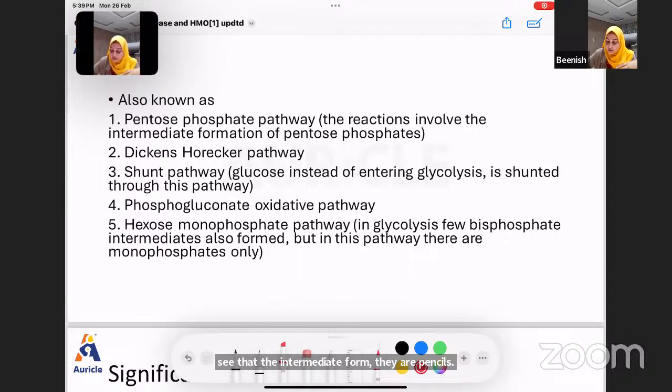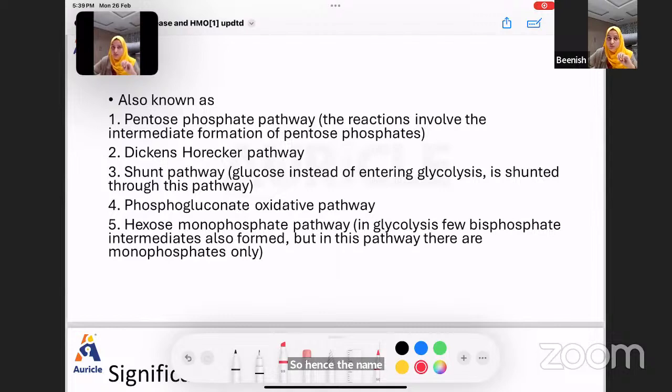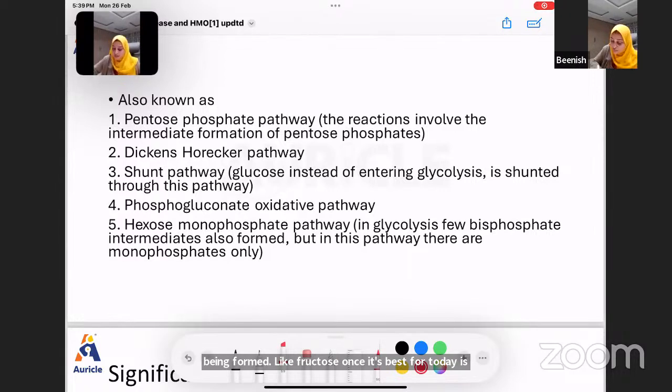It is also known as Dickens-Horecker pathway. It is also known as shunt pathway because the glucose, instead of entering glycolysis, is shunted to this pathway. Hence the name shunt pathway. It is also known as phosphogluconate oxidative pathway. Phosphogluconate is one of the intermediates, hence the name. It is also known as hexose monophosphate pathway. In glycolysis, we have seen a few bisphosphate intermediates being formed, like fructose 1,6 bisphosphate, 1,3 bisphosphoglycerate. But here you will notice that only monophosphates are formed, therefore also known as hexose monophosphate pathway.